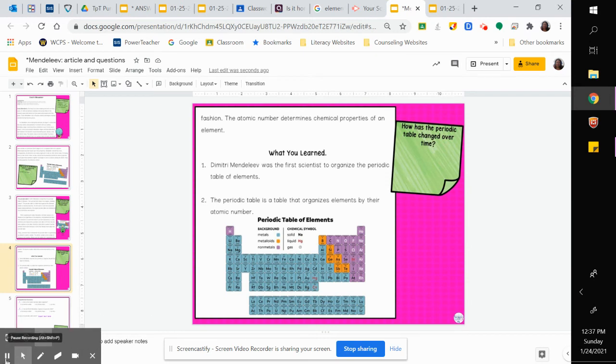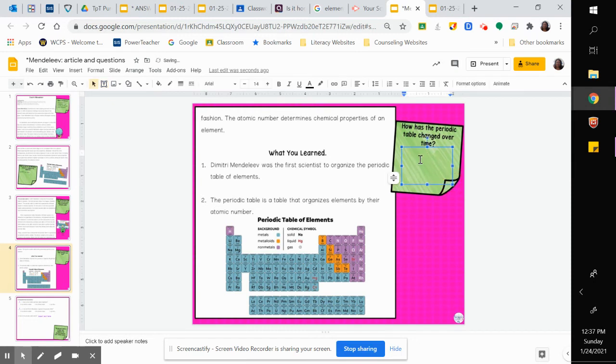So we talked about that, right? There were some changes. It used to be organized by atomic mass. Now it is organized by atomic number, right? This is how we now organize it in the best possible way for us, okay?